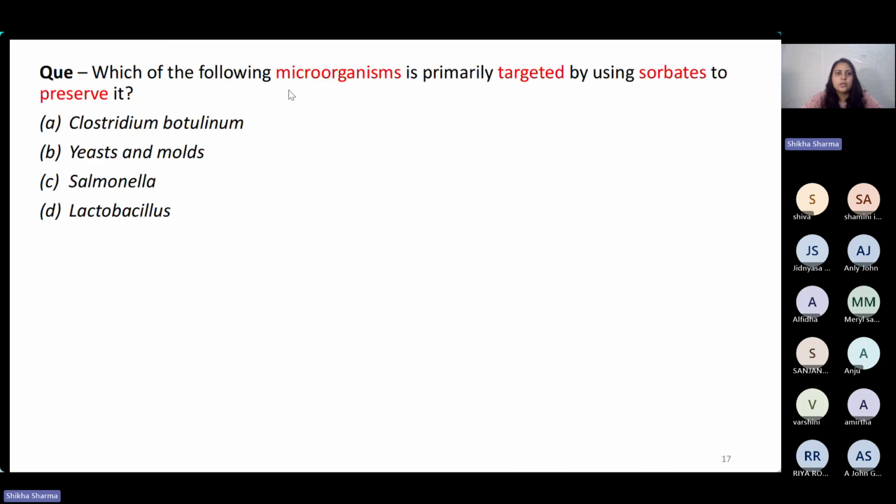Okay, let's see this question. Which of the following microorganisms is primarily targeted by using sorbates to preserve it? Clostridium botulinum, yeast and mold, salmonella, and lactobacillus. Anyone who would like to answer this question? Shiva B, yeast and molds.